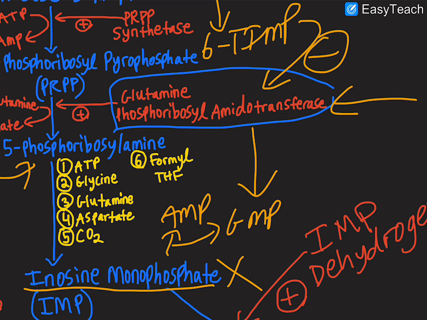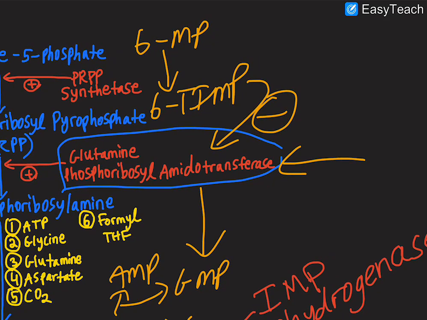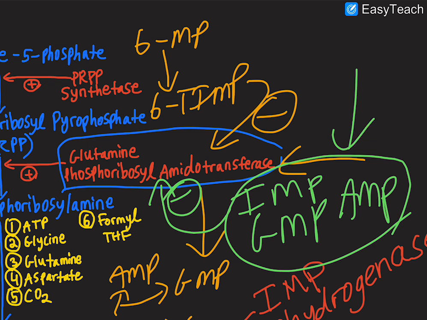So we have two drugs so far, 6-mercaptopurine and azathioprine. Another thing, since we're on this enzyme, let's do this in a different color. IMP, which we make after 5-phosphoribosylamine gets converted to IMP, and then GMP and AMP, all of these molecules can actually come back and inhibit this enzyme also. Okay, so that's good to know too. So we have 6-mercaptopurine, azathioprine, and these molecules that inhibit glutamine phosphoribosyl aminotransferase.